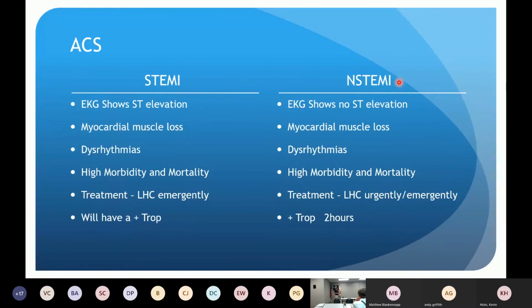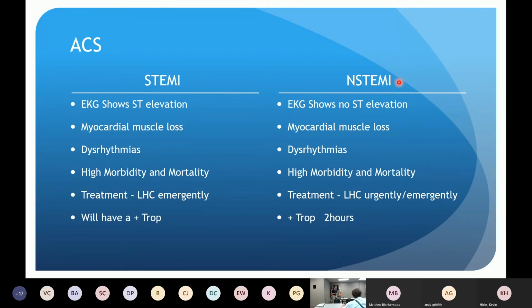The blood test troponin, which is an enzyme the heart releases if you have a heart attack, sometimes is not up with the STEMI because it takes a few hours for that blood test to be positive, right? With the NSTEMI, that is a STEMI that does not have EKG changes. EKG does not show ST elevation.